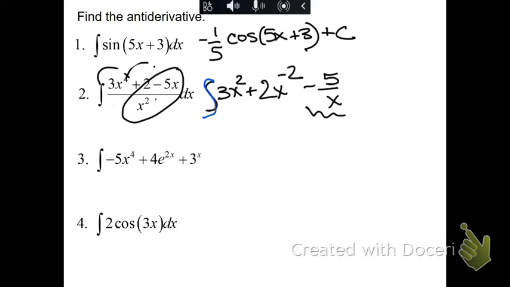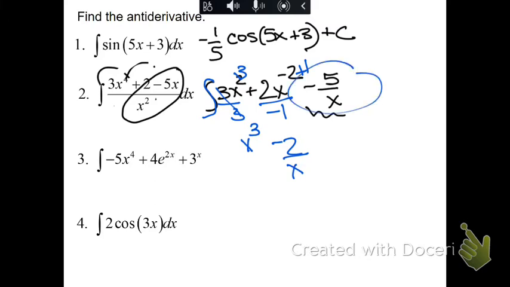The first one would be 3x cubed over 3. So that's just going to be an x cubed. This one, when I add 1, I get negative 1. Divide by negative 1. So that's going to be a negative 2x to the negative 1, and I'll move it to the bottom to make it a positive 1. This guy is a natural log. So it's negative 5 natural log of x plus c.